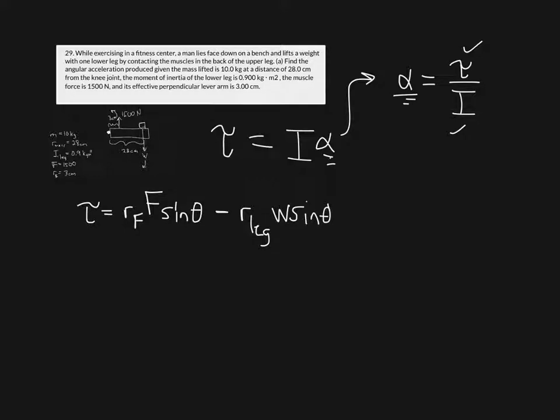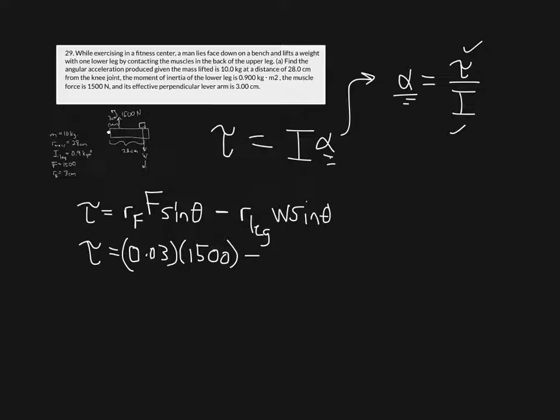And now I can plug my numbers in. My torque is equal to the radius where the force is applied, which is going to be equal to 0.03 meters. So we convert that centimeters into SI units, times the force of the muscle, which is going to be 1500, times the sine of the angle. These are at a 90-degree angle. These are perpendicular, so sine of 90 is 1.